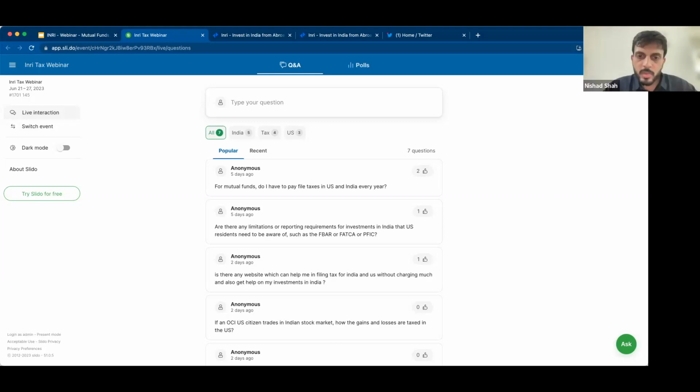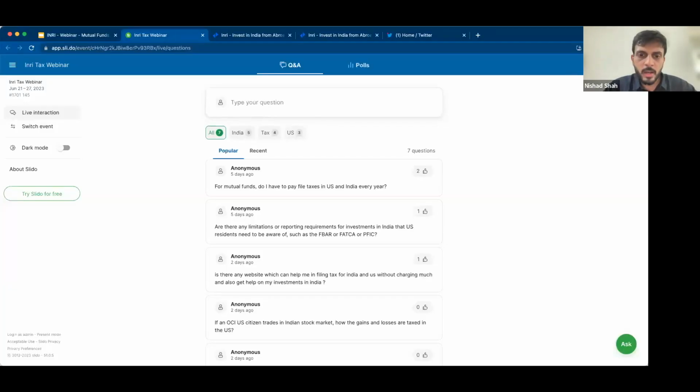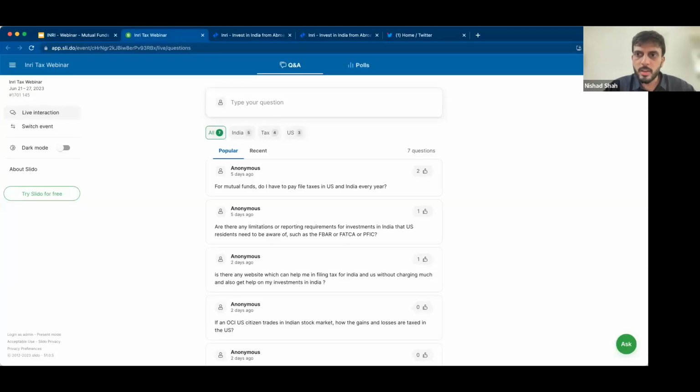Is there any website which can help me in filing tax for India and US without charging much and also get help on my investments in India? So basically for tax filing, there are different websites in US. There is TurboTax, there is ClearTax in India. For tax reporting, a lot of investment platforms, including ours, provide that. So if you have invested through us, we do provide all the calculations and the reporting necessary for this mutual funds filing.